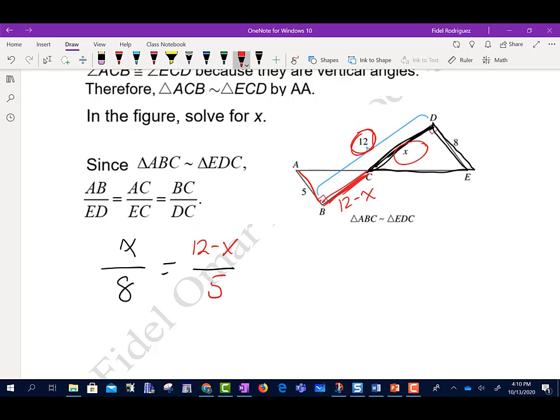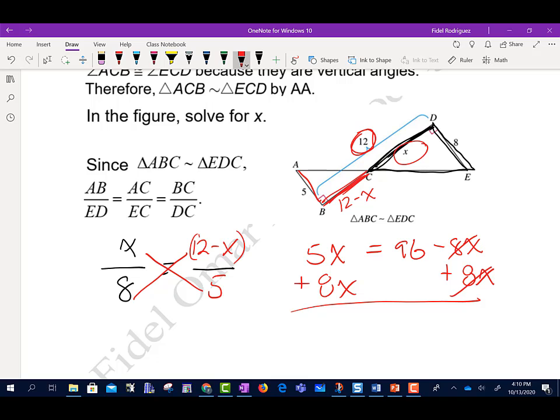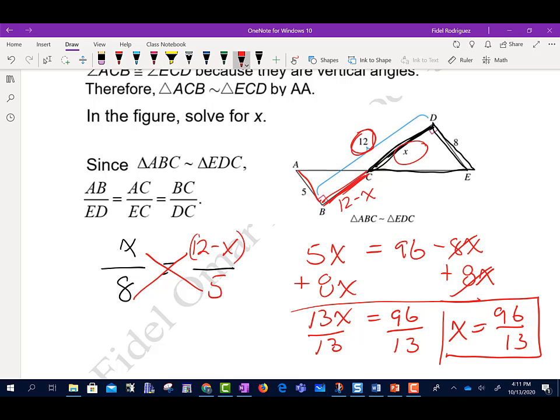All right, and now I'm going to cross multiply. So we're going to go 5 times x is 5x. 8 times, I'm going to do all of this in parentheses, this is going to be 96 minus 8x. So now I'm going to solve for x by moving the 8x to both sides. That's going to give me 13x equals 96. And then we'll divide both sides by 13. And 13 and 96 don't go into each other at all, and I can't reduce them. So my value of x is just 96 over 13.